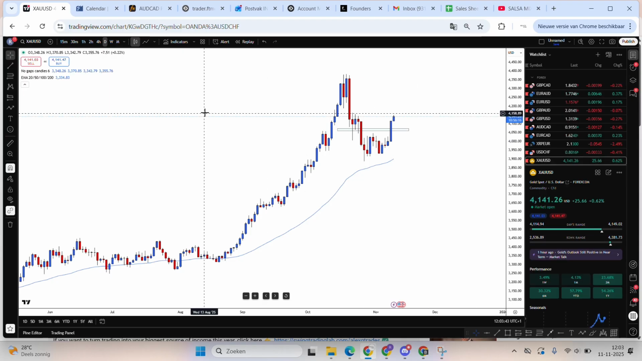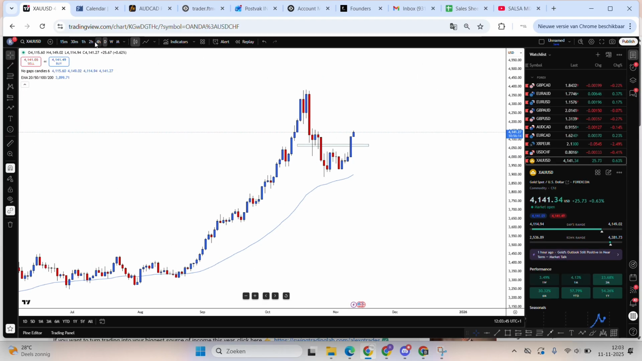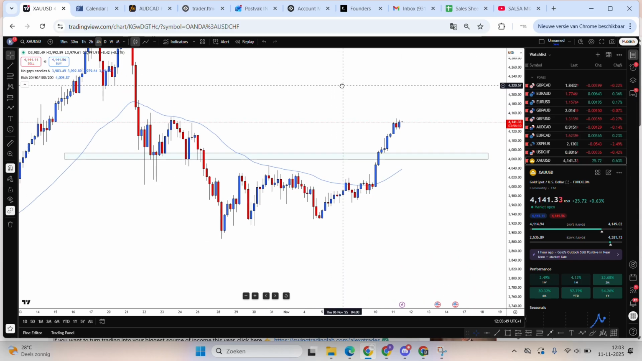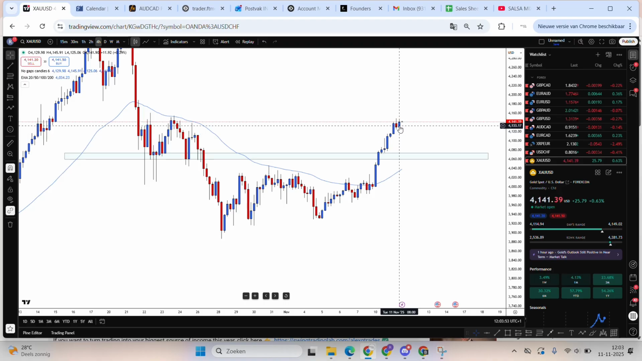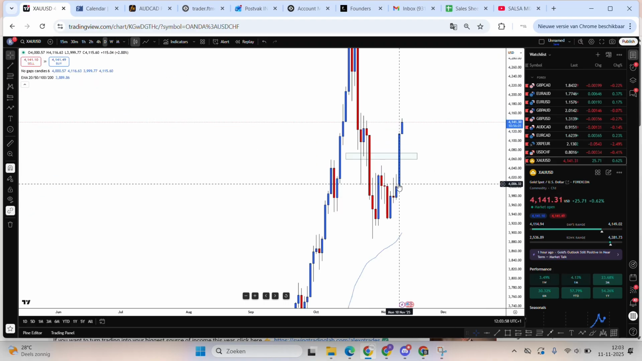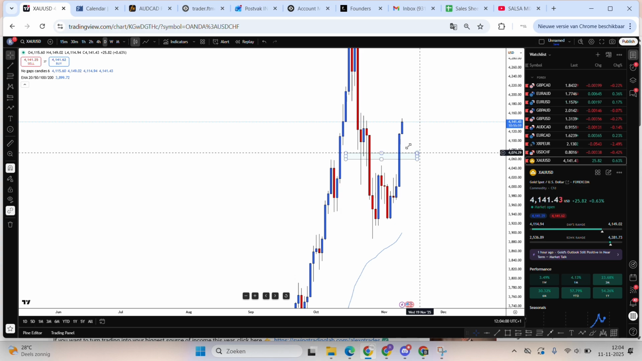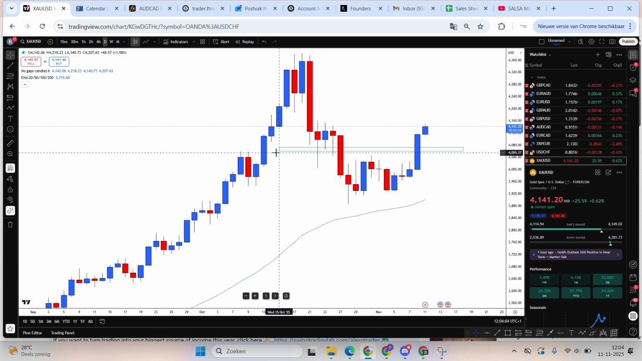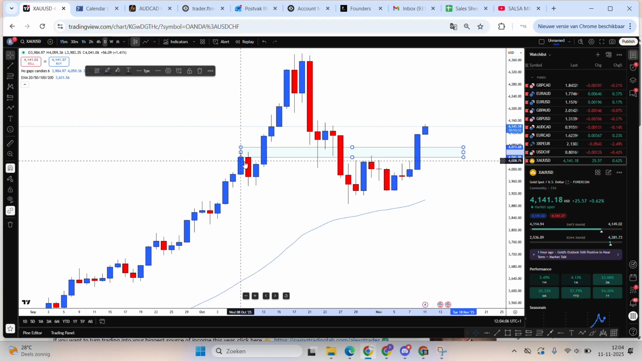And last but not least, gold. Gold, we were waiting on a possibility to sell from this zone right there. But as you can see, it broke the zone. So now we shifted bullish. On the daily, we are bullish as well. So maybe we can anticipate on the trade something like this.